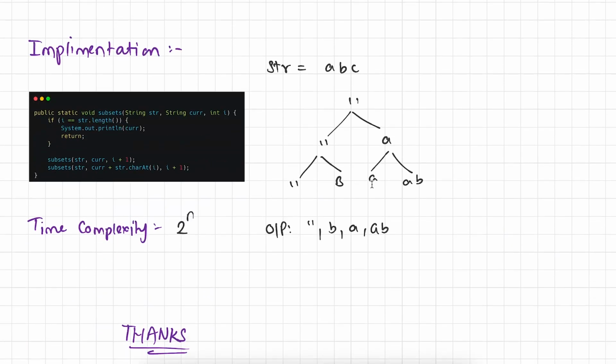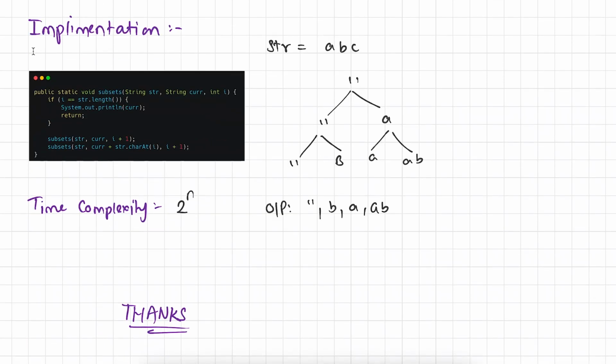Now let's see the implementation of this basic idea. So here we have a function. This function is taking a string, current string and I as the input. The string is the given string, in case of this example ABC, and current string is the string we are going to generate by including or not including the specific character. Okay, and I is the value of level.